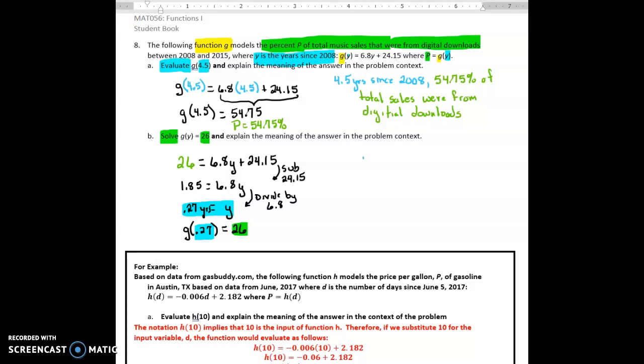So 0.27 years since 2008, 26% of total music sales was from digital downloads.